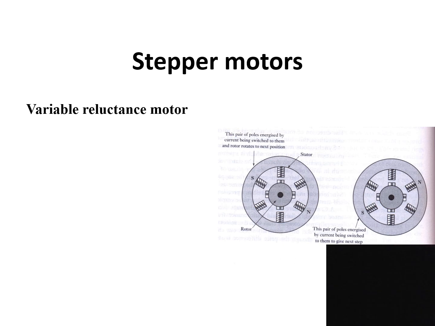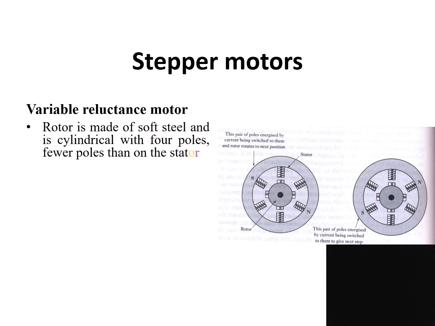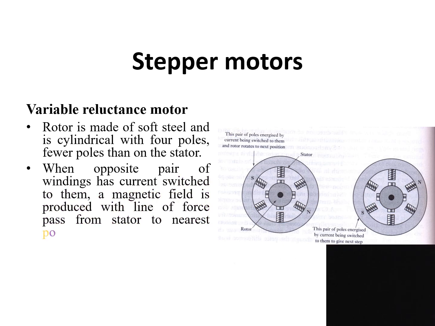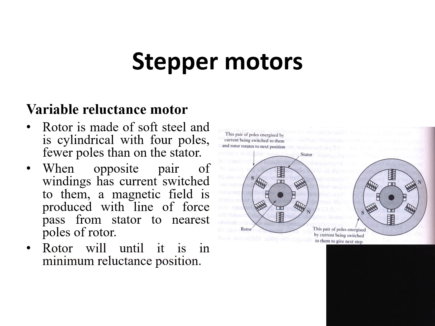If you take a variable reluctance motor, the setup is in this form: the rotor is made up of soft steel, and it is cylindrical with four poles. When an opposite pair of windings is switched on with current, a magnetic field is produced from the stator to the nearest pole of the rotor, and accordingly it has a minimum reluctance. That is called variable reluctance. Here usually the step angle maintained is 7.5 to 15 degrees.